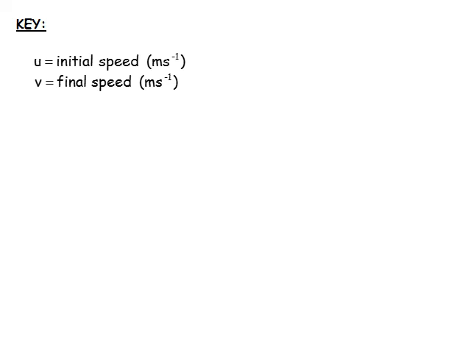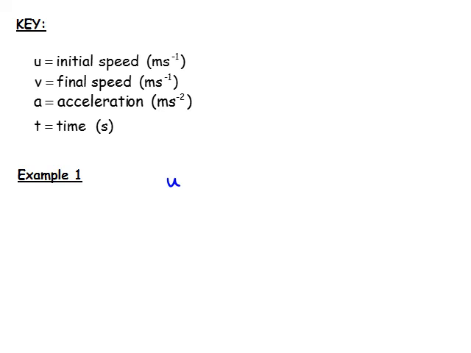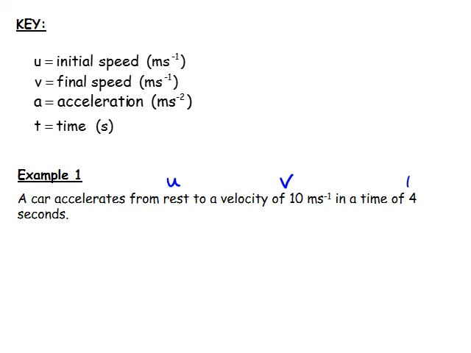So write your SUVAT. You don't have to write all the terms afterwards. So here's an example. A car accelerates from rest to a velocity of 10 meters per second in a time of 4 seconds. What is its acceleration? So SUVAT down the side there, from rest, so that's our u, that's our final velocity v, and then we've got our time t, and we have to work out a. So we can see, looking at the equations of motion, because we've not got s in, it's going to be the first one.